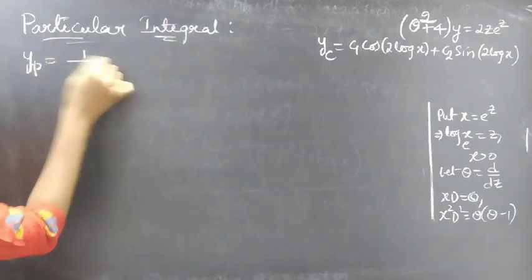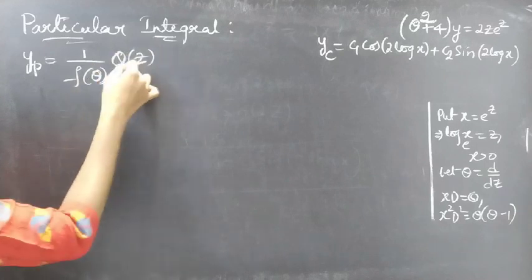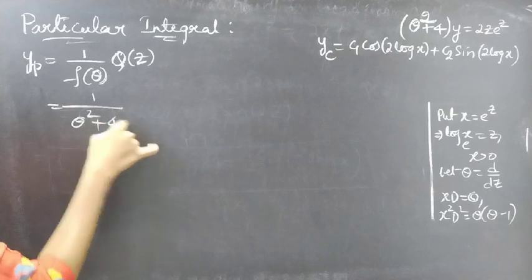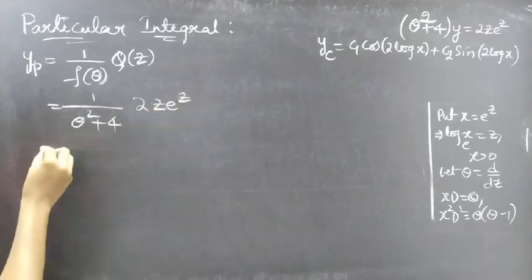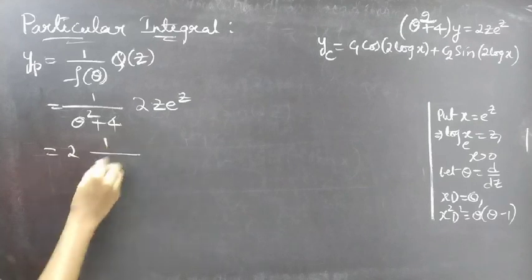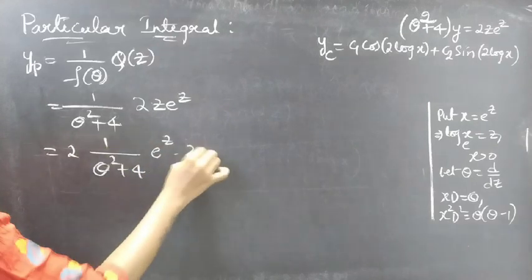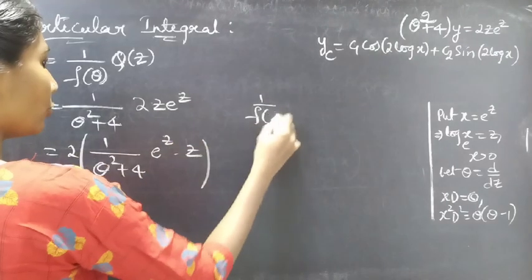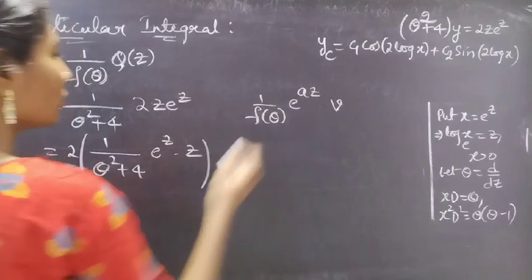We'll find Yp using 1 by f of theta into q of z. We have f of theta, theta square plus 4, and q of z is 2z e power z. We can write it as 2 into 1 by theta square plus 4 into e power z into z. And this is of 1 by f of theta into e power az into v form, right?